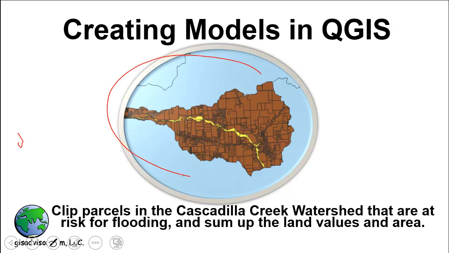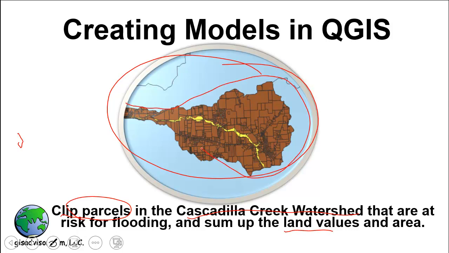So I have here the result of our model, and what we're going to do is create a model that clips the parcels in the Cascadilla Creek watershed that are at risk for flooding, and then sum up those land values. So basically, here I have the parcels that are clipped to the Cascadilla Creek watershed, and what I also have here in yellow are those parcels that are now clipped that are inside the flood zone.